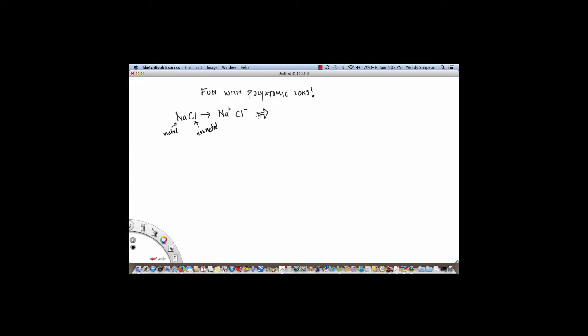These ionic compounds that we've been working with are often called binary ionic compounds. And the word binary refers to two. In other words, made of one cation and one anion. Another type of ionic compound is made of what we call a polyatomic ion. And the word polyatomic literally means many atoms.